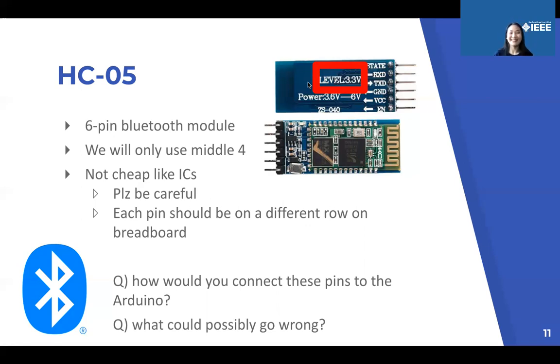Close. Yes, that's close, Ava. Yes, sir, some resistors. So I think what Ava was onto was a voltage divider. So we're going to do a voltage divider, which will help us bring the voltage down to 3.3 volts.